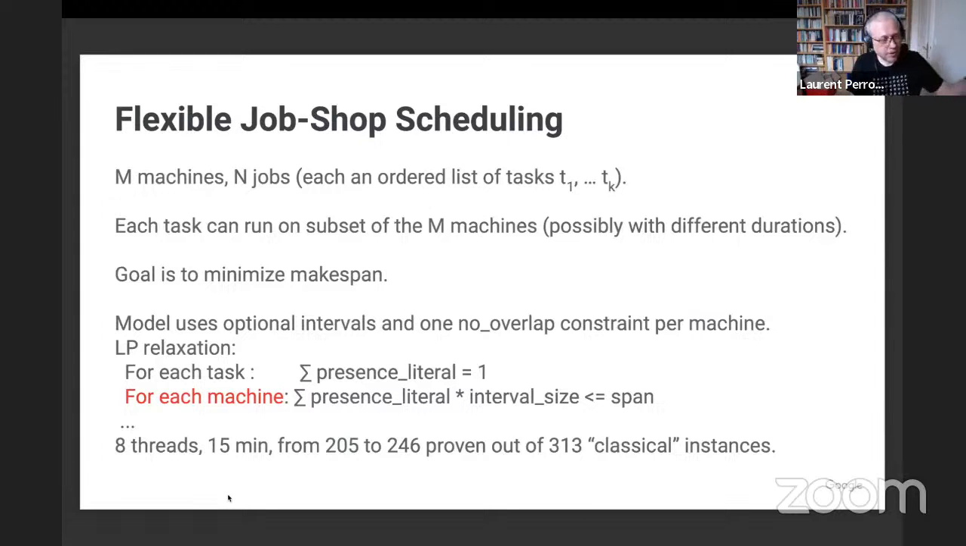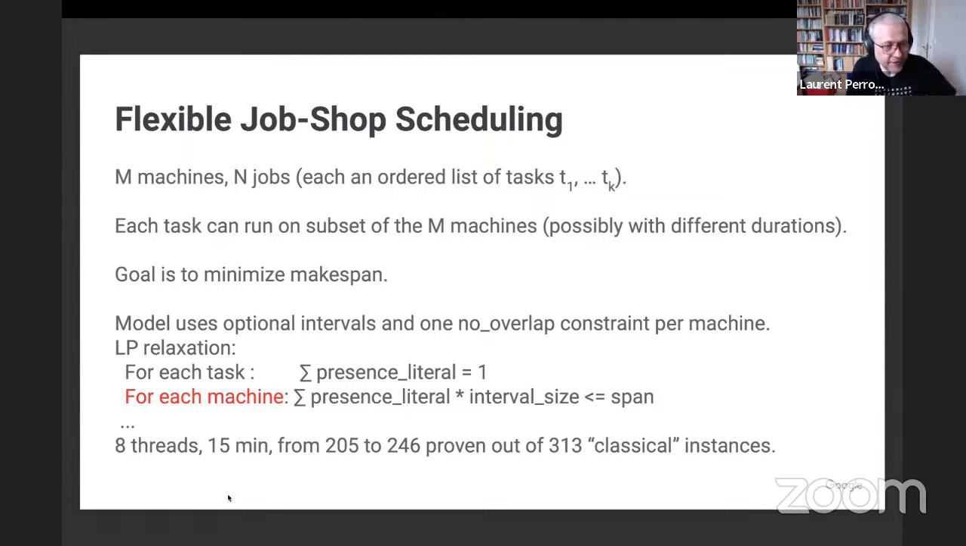But if you take your LP relaxation and add one equation, which is, for each machine, the sum of the duration times the Boolean literal that tells you if that task is executed on that machine is less than the capacity of the makespan. You do that on all the machines. You have a vertical constraint that says this task needs to be done somewhere, and a horizontal constraint that says this energy is bounded. And then you don't have a pigeonhole problem anymore.